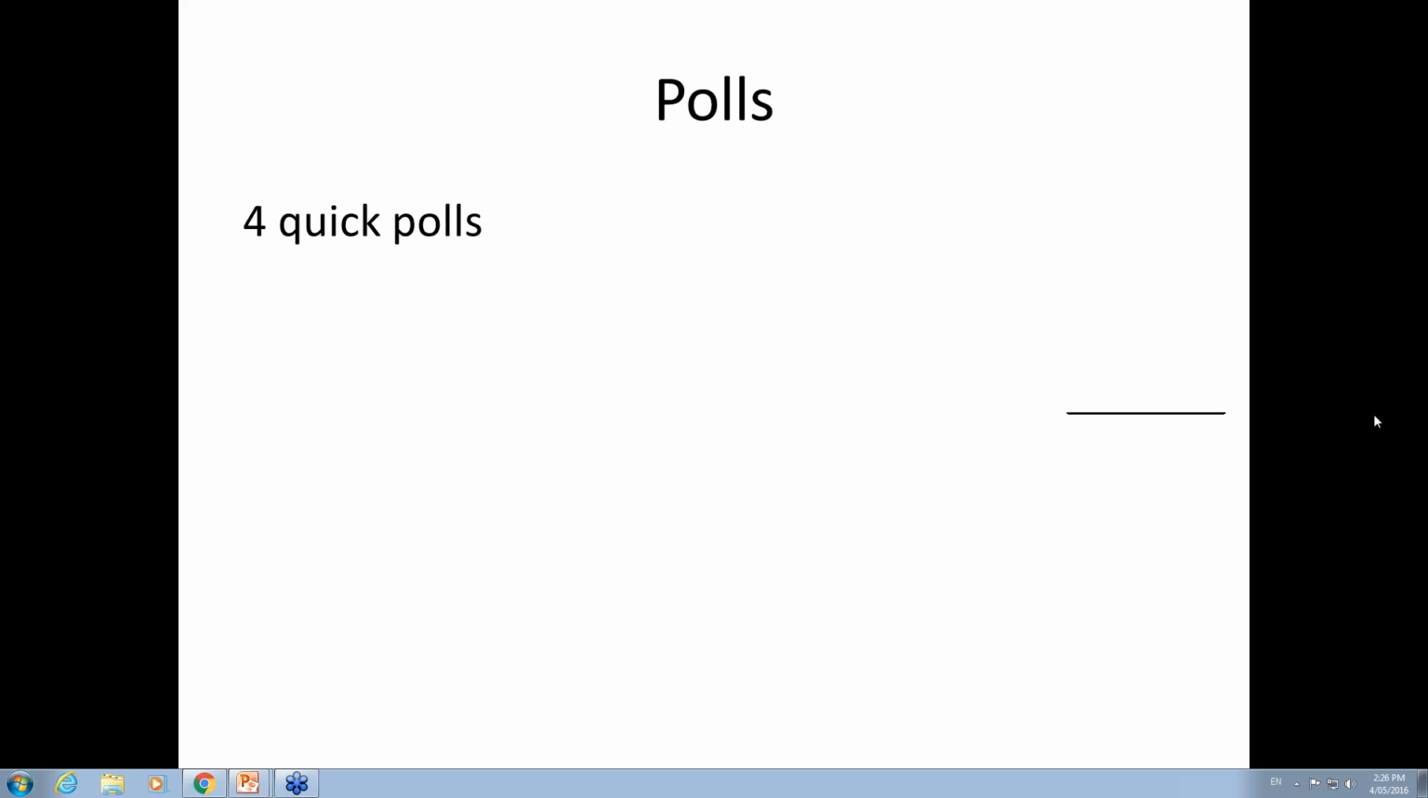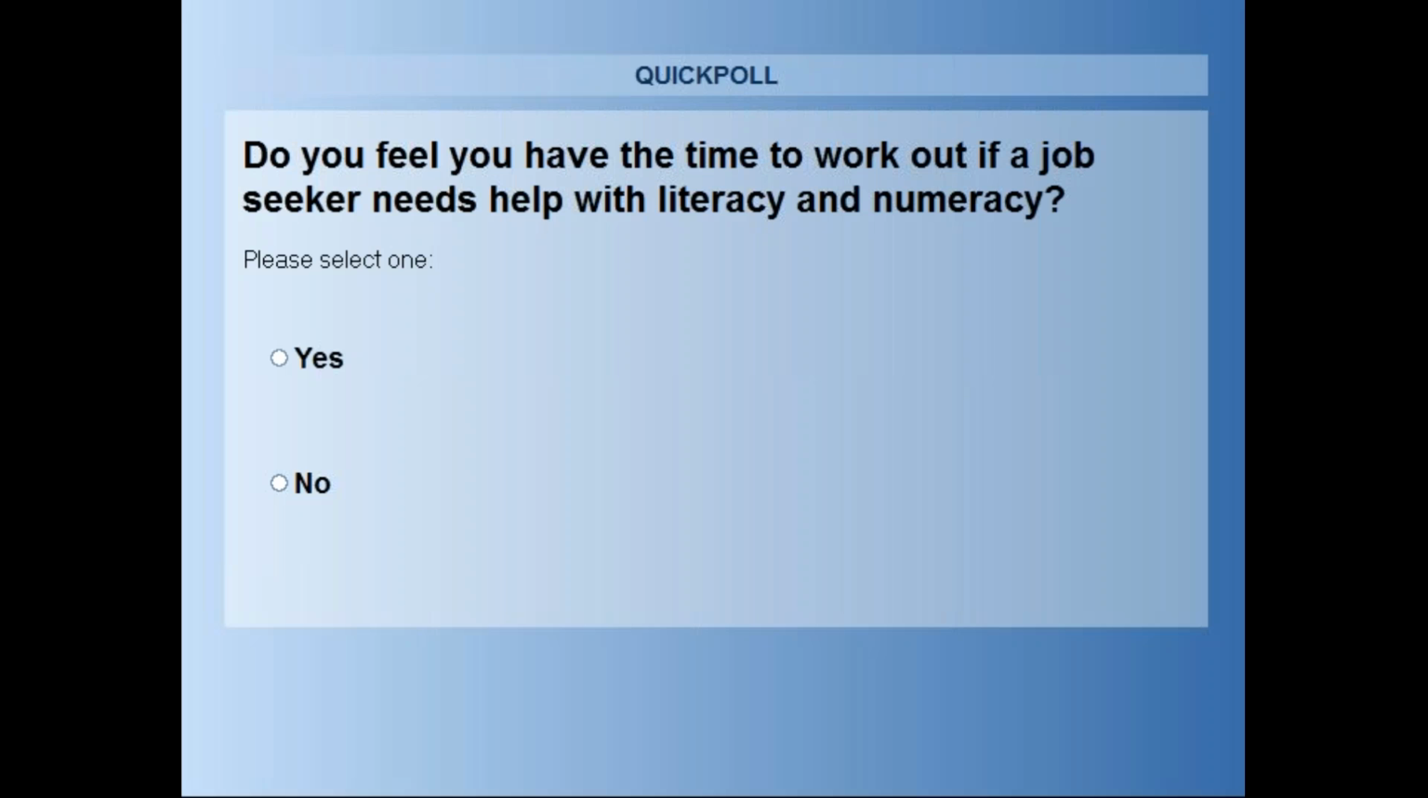Okay, and here's the third one. Here's the third question for people who register directly. Do you feel you have the time to work out if a job seeker needs help with literacy and numeracy?